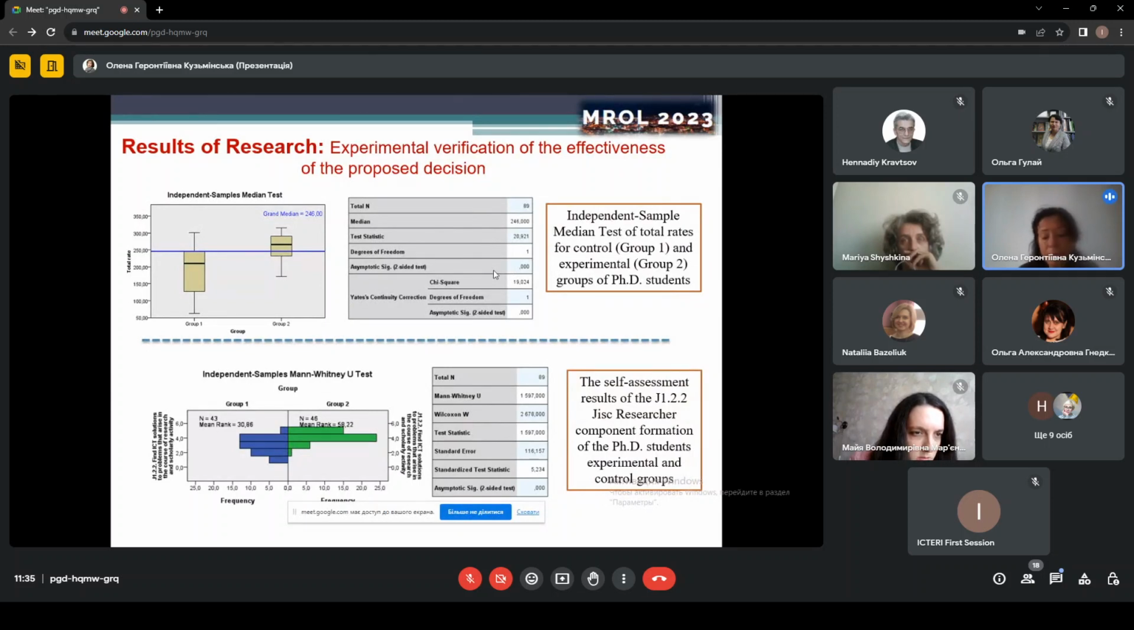Therefore, the self-assessment of PhD students in the experimental and control groups for component G1 2.2, you can see in this part of the slide, shows a difference between the two groups. The experimental group has a higher mean rank of rates than the control group.